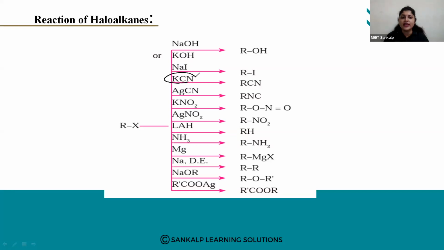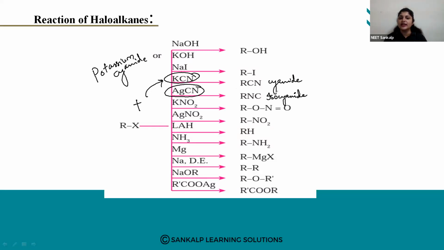if you react with KCN, what was it forming? Cyanide. And if you react with AgCN, it is forming isocyanide. Very important, you need to remember this. If the alkyl halide reacts with KCN, potassium cyanide, it is forming alkyl cyanide. And if it reacts with AgCN, it is forming isocyanide.